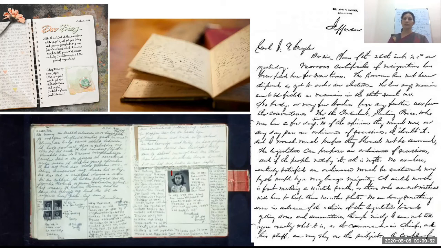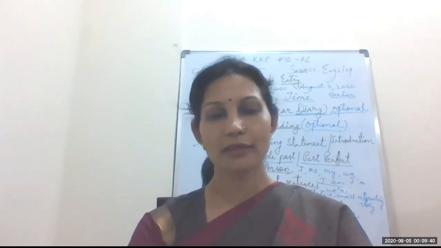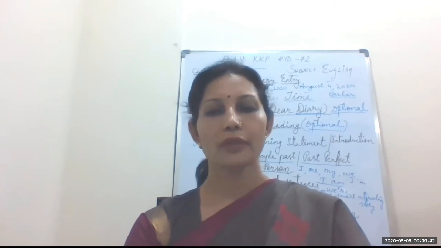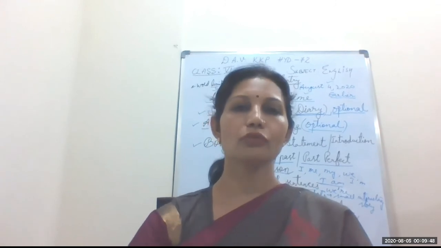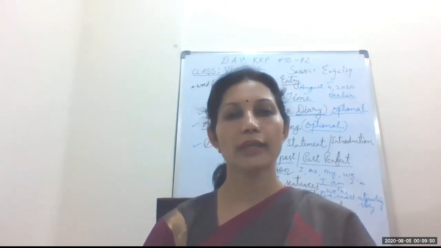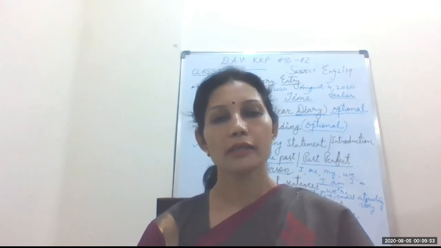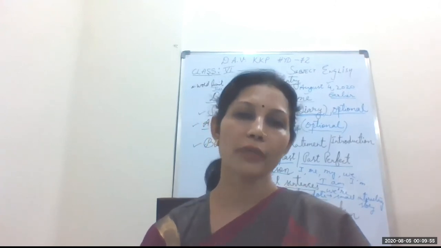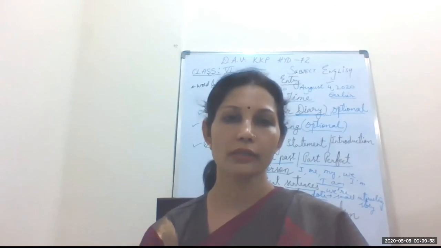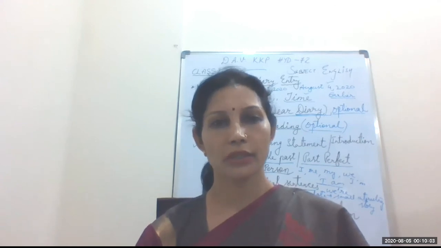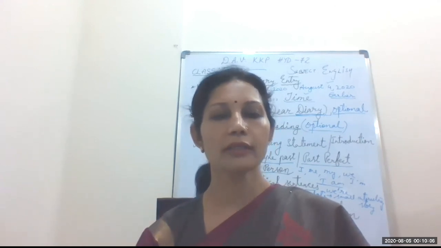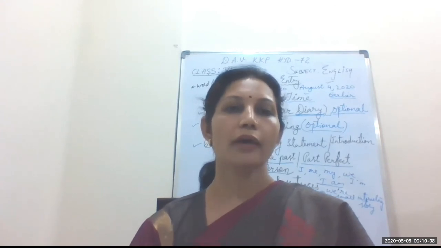Now children, that's all about diary writing, and that's it for today. I hope the topic is crystal clear to you. And now, I hope you will practice a few questions at home. And you know, children, you have a chapter in the literature, My Experiments with Truth. There, you imagine yourself that you are M.K. Gandhi. You are Mohandas Karamchand Gandhi. You imagine yourself in place of Gandhiji and you write a diary entry.